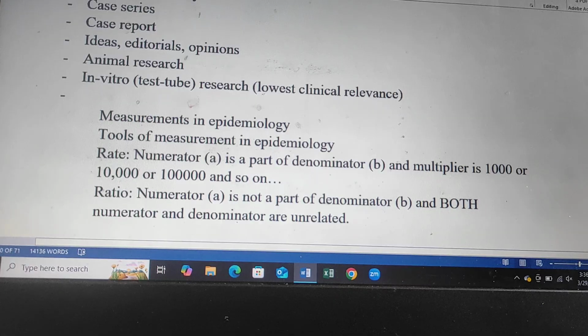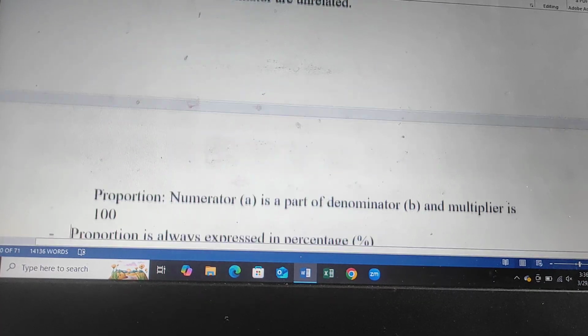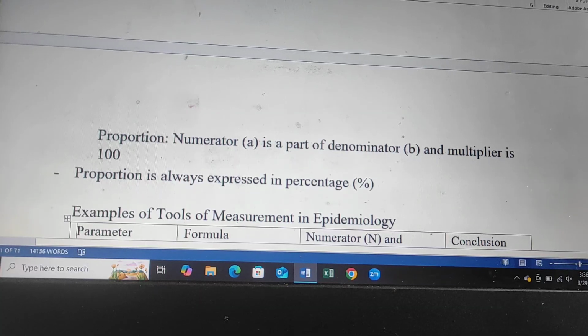Measurement in epidemiology. Tools of measurement in epidemiology. Rate: numerator is a part of denominator and multiplier is 1000 or 10,000, 1 lakh and so on. Ratio: numerator is not a part of denominator and both numerator and denominator are unrelated. Proportion: numerator is part of denominator and multiplier is 100. Proportion is always expressed in percentage.